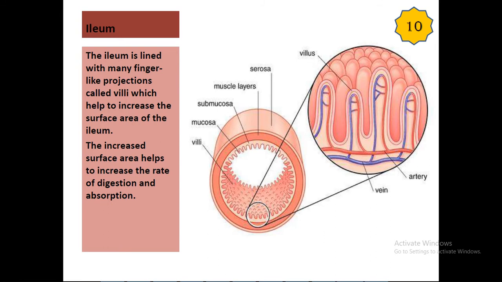The increased surface area helps to increase the rate of digestion and absorption. As the villi increase the surface area, the digestion and absorption surface area increases, and the rate of digestion and absorption also increases.